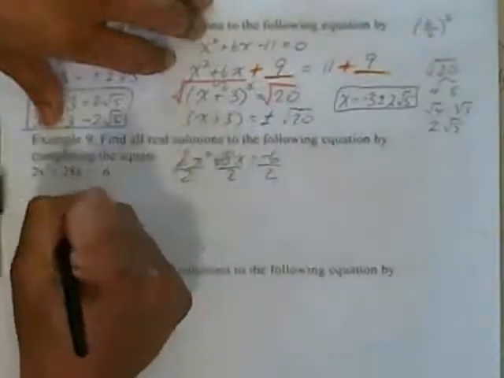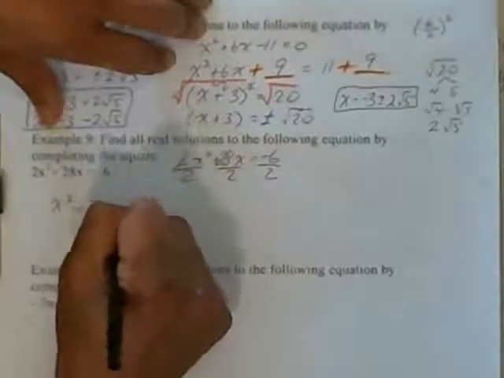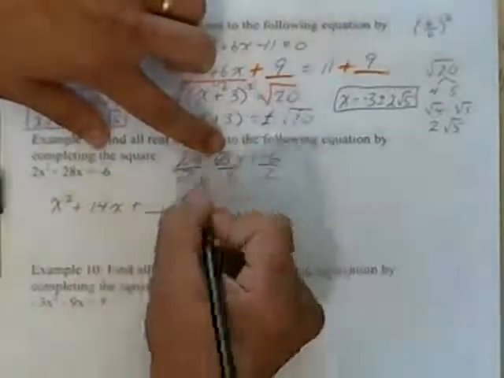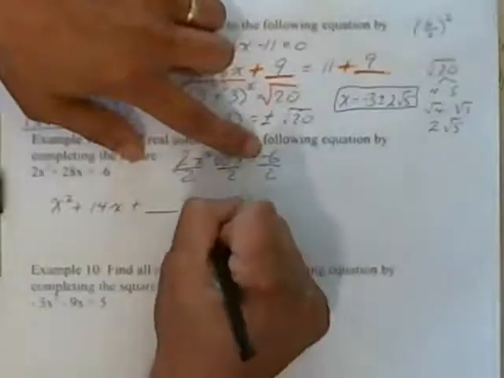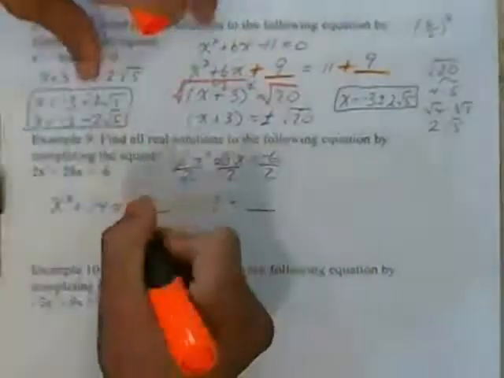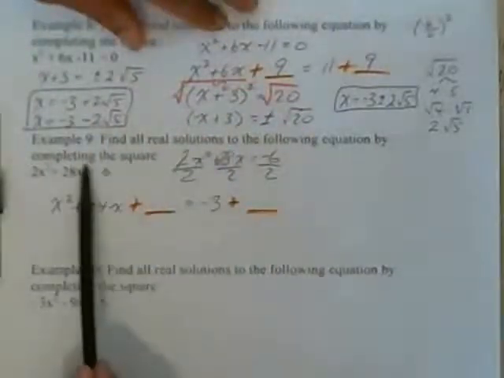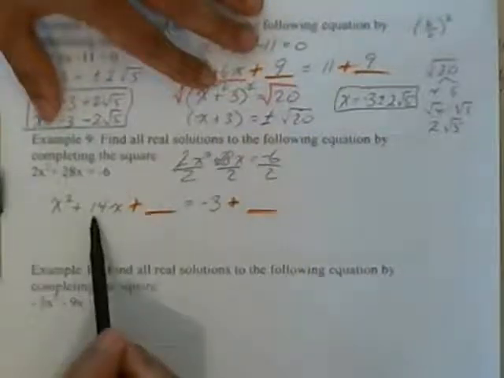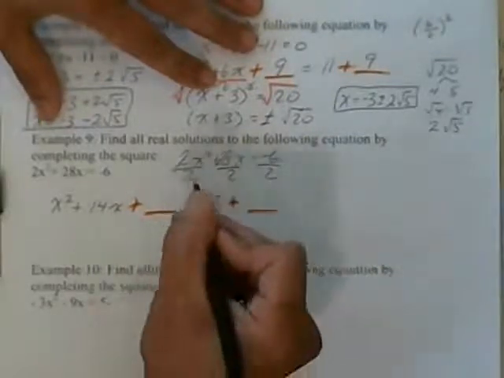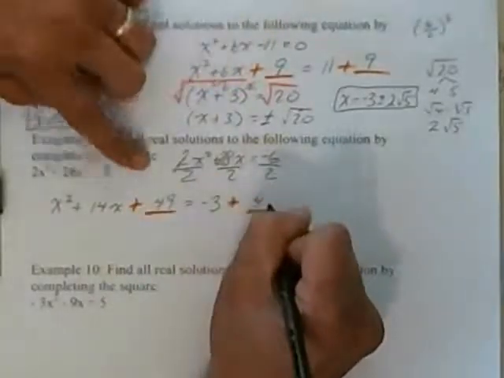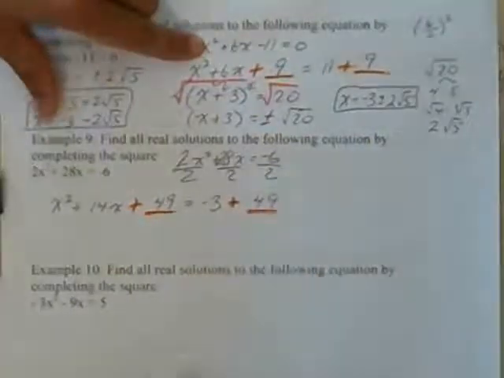You end up with x squared plus 14x. I'm going to complete the square on the left side. That's 14x is equal to negative 6 divided by 2, which is negative 3, plus something. Always have that good habit of writing down plus something because you're going to complete the square. 14 divided by 2 is 7. Square that, 49. I'm going to add 49 to the left side, and add 49 to the right side of the equation.